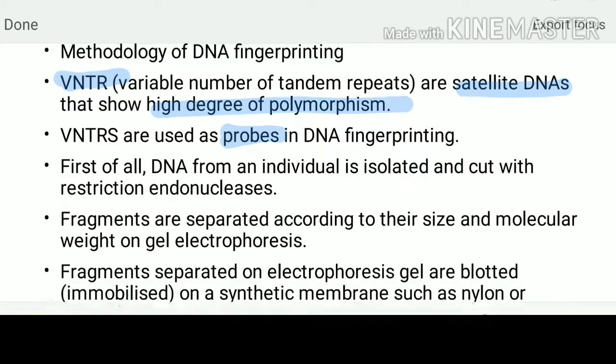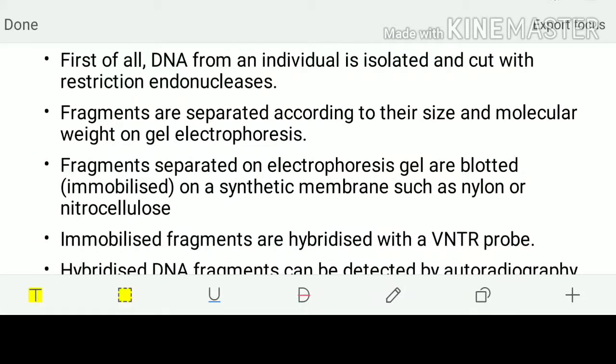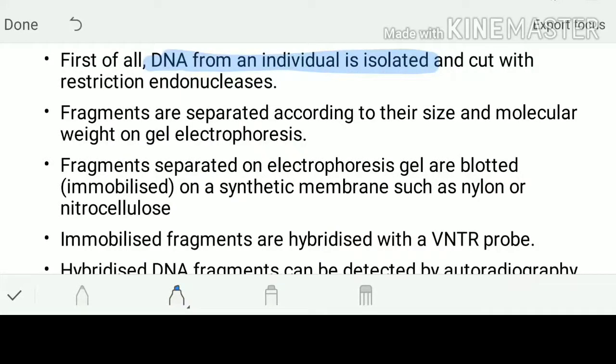Now here, first of all, the DNA from the individual is isolated and cut with the RE. The DNA is isolated, which means the nucleus will be opened and DNA isolation will take place, and then the DNA is cut with the help of RE, or restriction endonuclease. The fragments are then separated according to their size and molecular weight on gel electrophoresis.